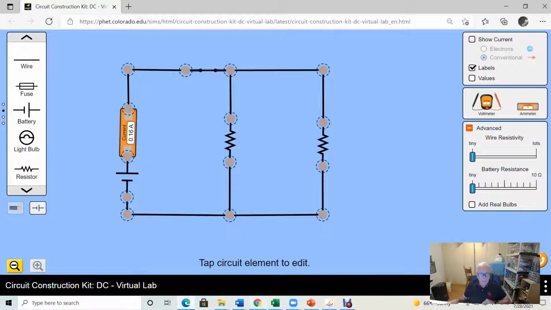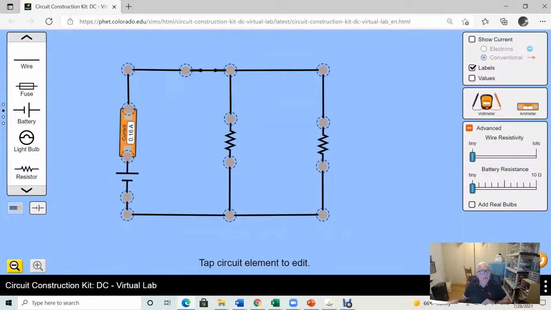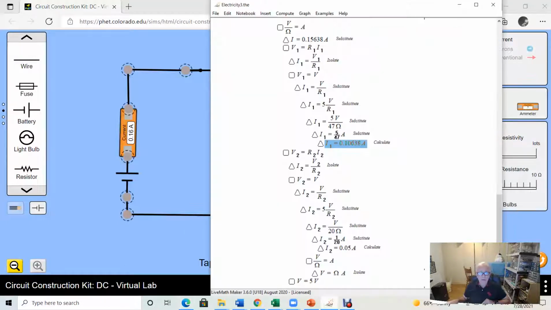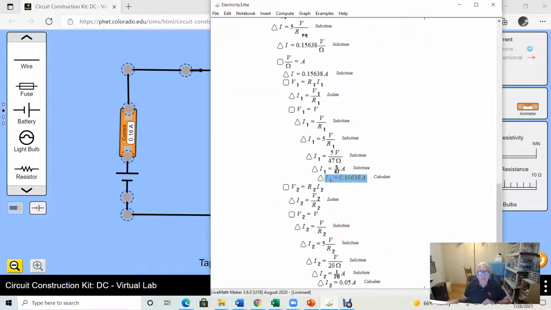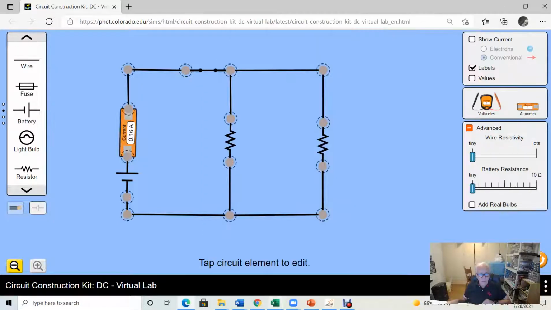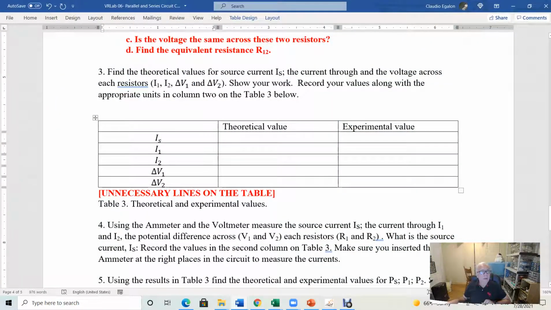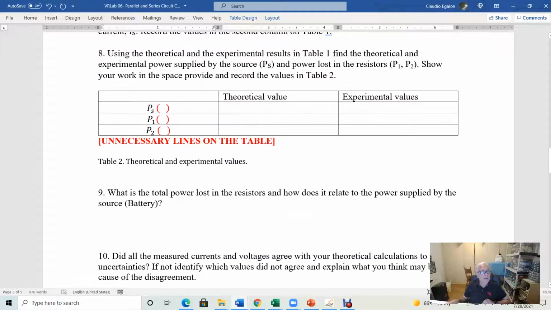Ammeter. Go again to the instructions of the simulation. What am I measuring here? I'm measuring 0.60 amps. Is that what I got for my simulation? Let's see. My simulation is 0.156, which we round up to 0.16. So go ahead, write that down in your table, and don't forget to put the units there.